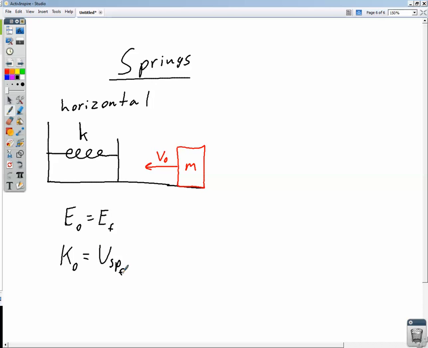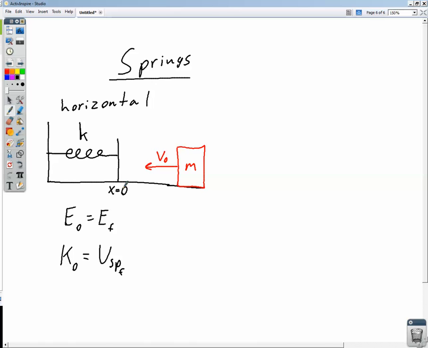And we do have to do a couple of things here. First, for spring potential energy, we have to define our place where the spring potential energy is zero. Unlike gravitational potential energy, you don't have a choice of where this is. It's always going to be at the rest position of the spring, the unstretched position of the spring, the equilibrium position of the spring, whatever you want to call it.